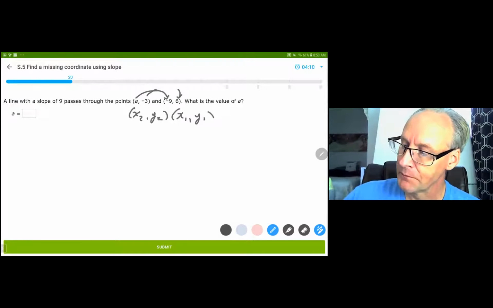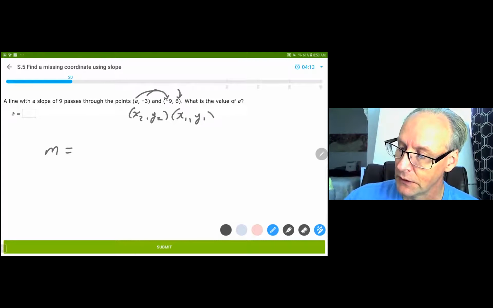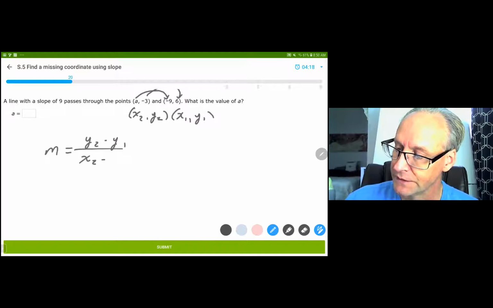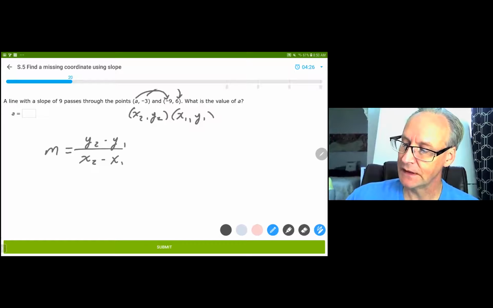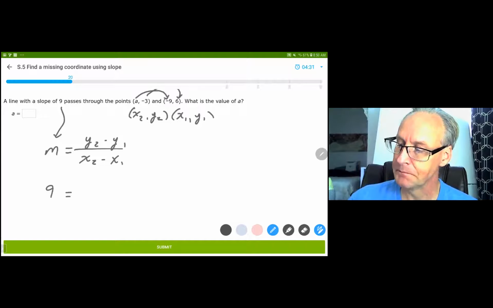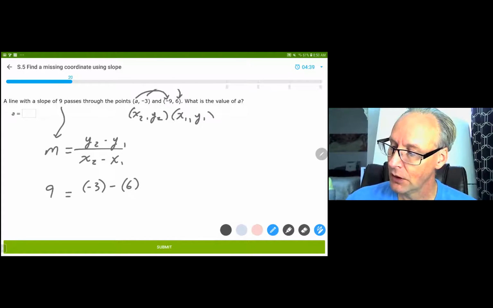All right, so here we go. M is equal to y2 minus y1 over x2 minus x1. Some people may be tempted to try to put the x's in the numerator because they've got the variable there. Now we have to substitute inside parentheses in general. M is by itself, so I'm just going to write the 9. I've got y2, which is negative 3, minus y1, which is the 6, over x2, which is the a, minus x1, which is the negative 9.